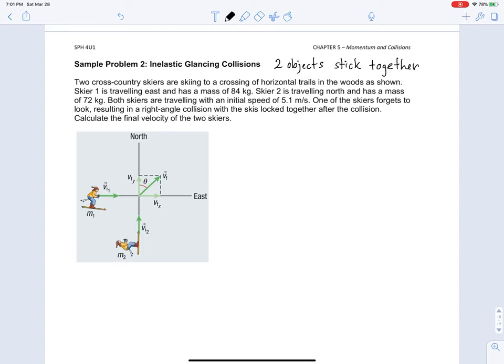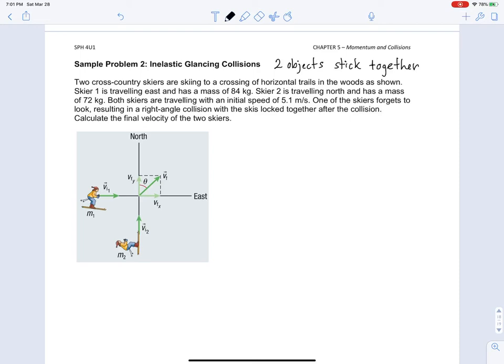We have a skier traveling north. It's this guy right here, with an initial speed of 5.1 meters per second. And then we have another skier traveling east with an initial speed of 5.1 meters per second. They both have the same initial speed. They collide and end up in this direction. It's their final direction, VF, at some sort of angle. And we're going to use the conservation of momentum to solve this problem.